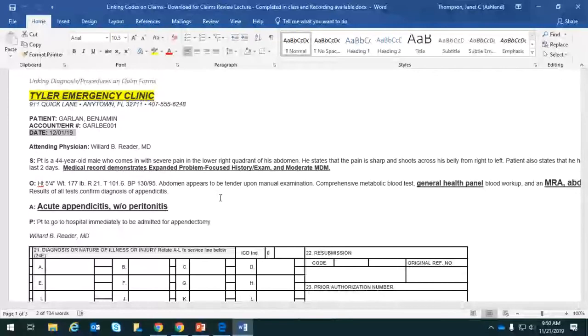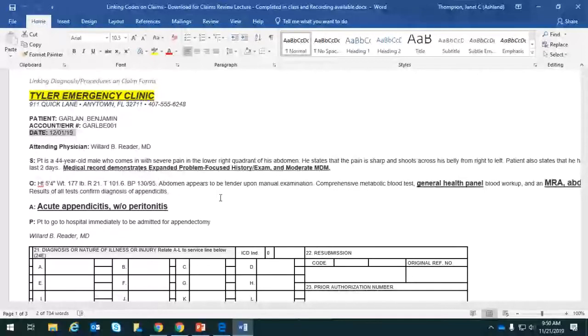And the assessment is acute appendicitis without peritonitis. So we have a pretty straightforward diagnosis. And I don't know if we have our ICD-10 books. We might have to wing this here, but that's okay.